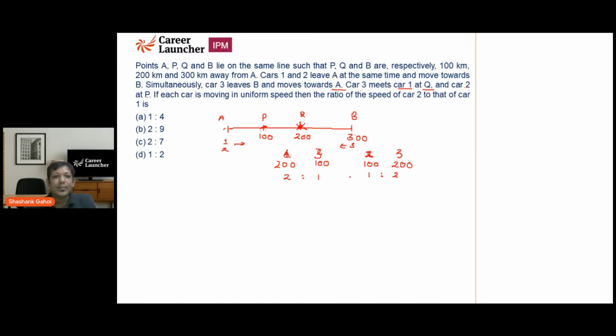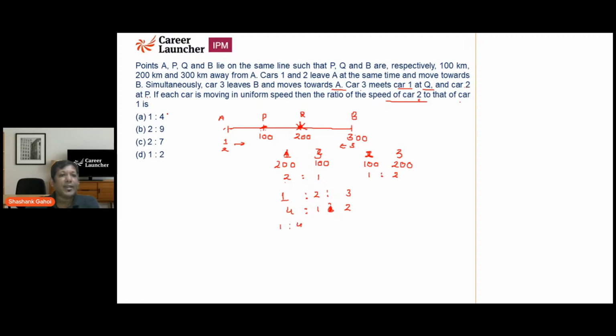Okay. So when car 3 is 2, then car 2 is what? 1. Okay. And when car 3 is 2, what is car 1? That is going to be 4, because car 1 is twice of car 3. So basically, the ratio of speed of 1 to 2 comes out to be 4 to 1. Now, the question is talking about the ratio of speed of 2 to 1. That is going to be 1 to 4.